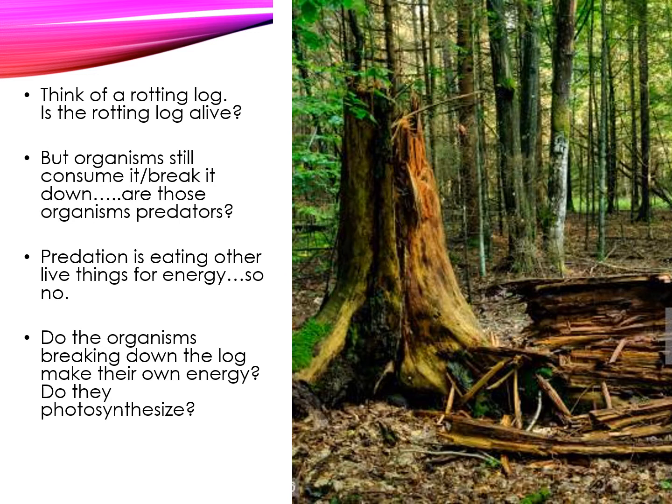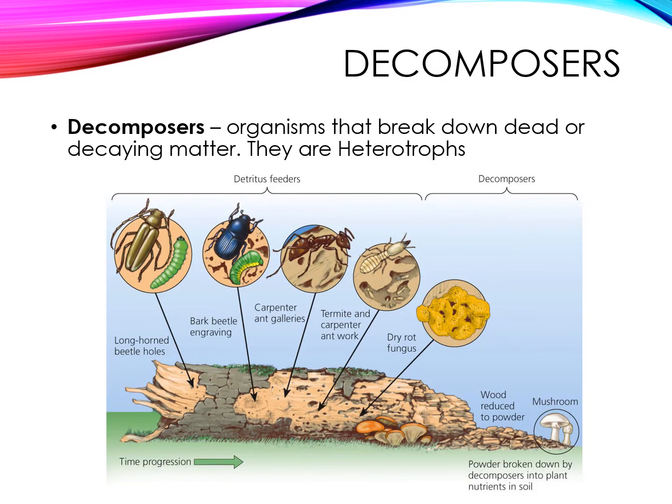So what are these things that aren't considered autotrophs or photosynthesizers, and that aren't considered predators, that are not consuming live things for their energy? Well, decomposers. Decomposers are organisms that break down dead or decaying matter. They're heterotrophs because they still consume another organism. However, that organism is not alive. If it were alive, that would make them predators, but they're not because they're eating dead material.